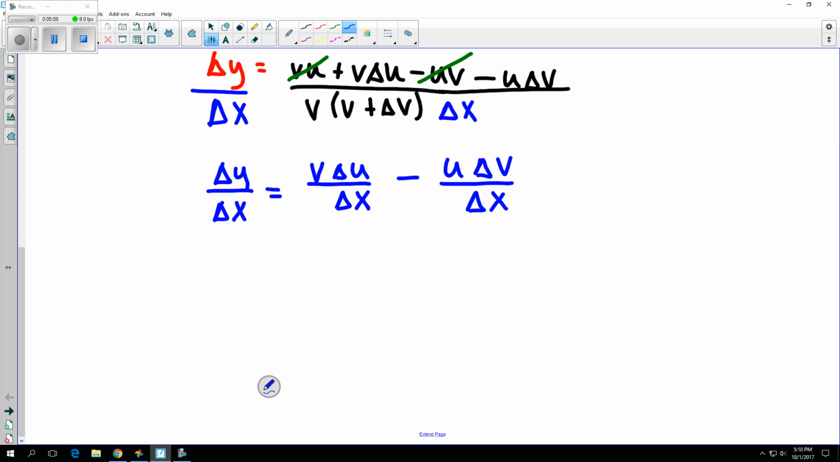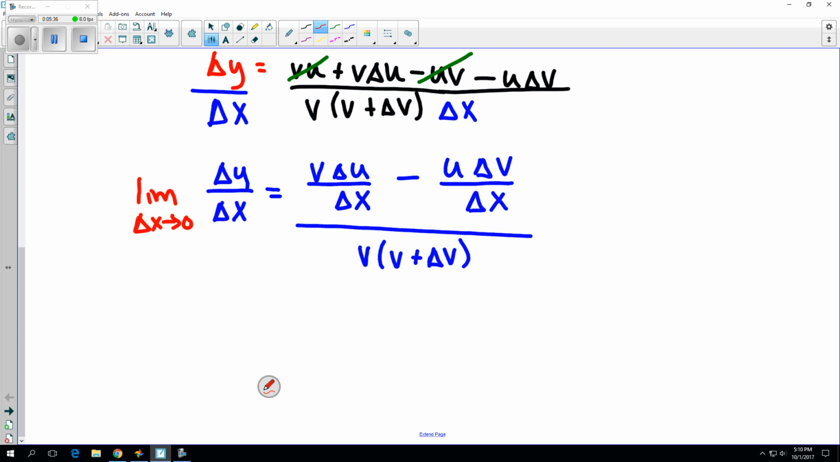Let's see what's going to happen. I still have my denominator here, which is v times v plus delta v. So it looks like I've applied the change in x to my remaining terms. If I now put a limit out in front of this, I now have a derivative on the left. That's what I was looking for, but I can't just do that. I believe I have to put a limit on this entire other side as the change in x goes to 0. So let's rewrite this.